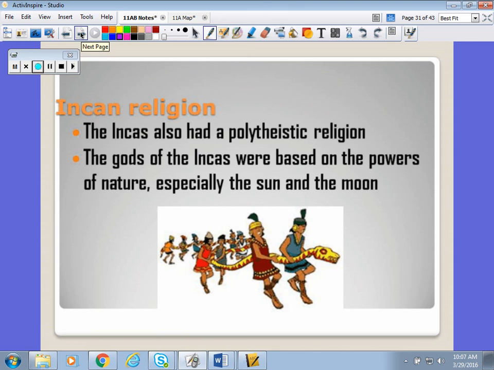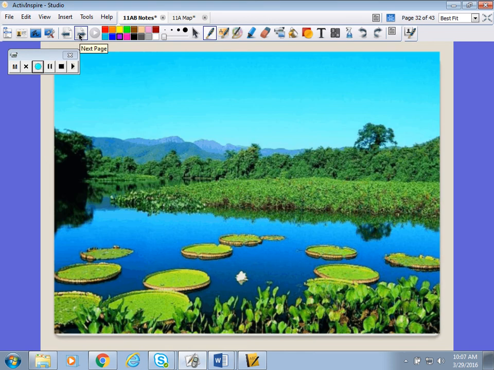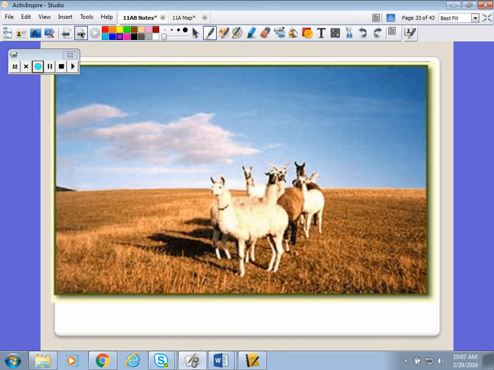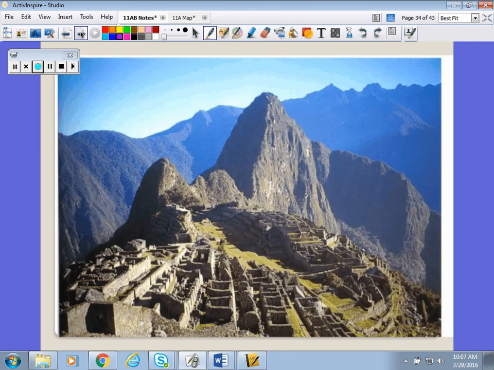All right, the Incans are also polytheistic. The gods of the Incans are based on the powers of nature, especially the sun and the moon. So the sun god is going to be supreme for them. More pictures. Llama.